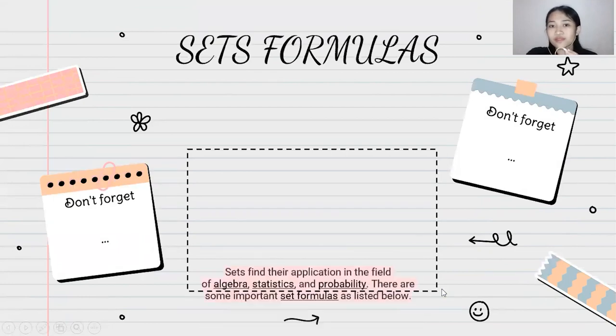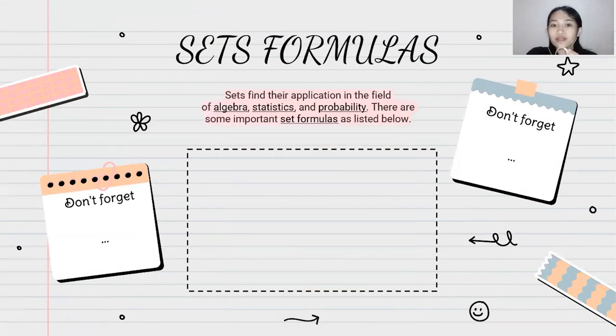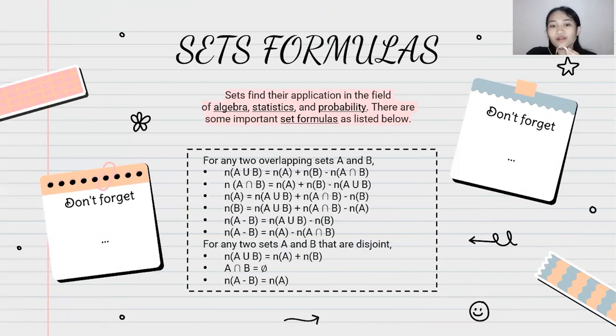Set formulas. Sets have their application in the field of algebra, statistics, or probability. There are some important set formulas listed below. For any two overlapping sets A and B, this is the formula. And for any two sets A and B that are disjoint, this formula.